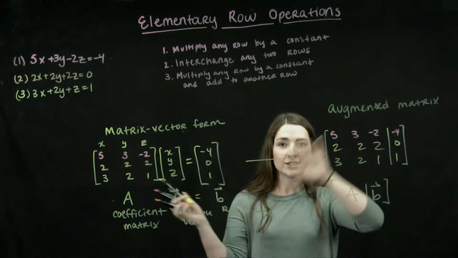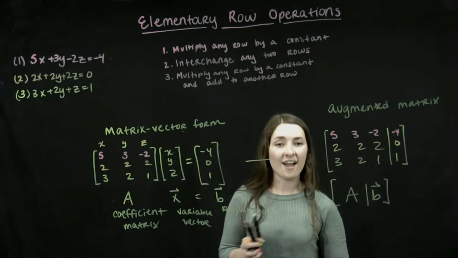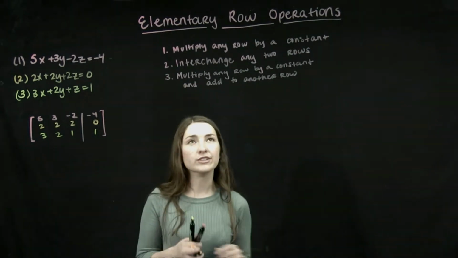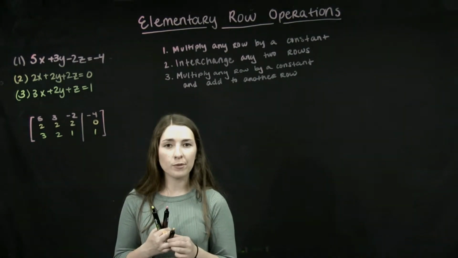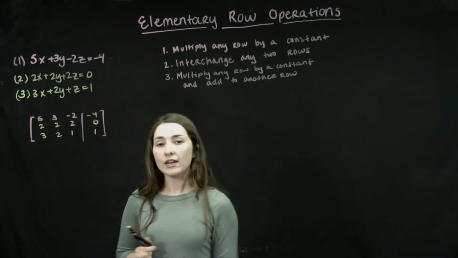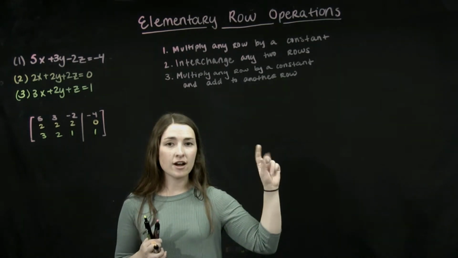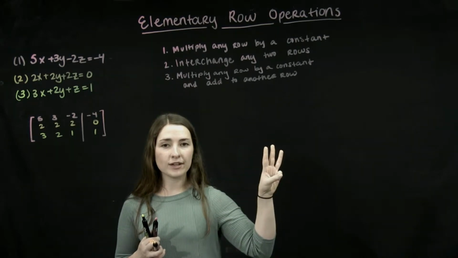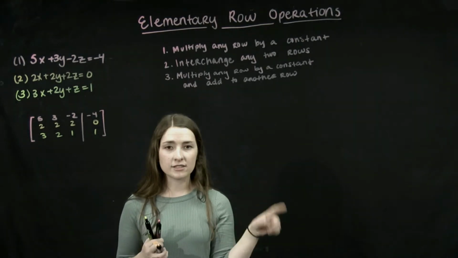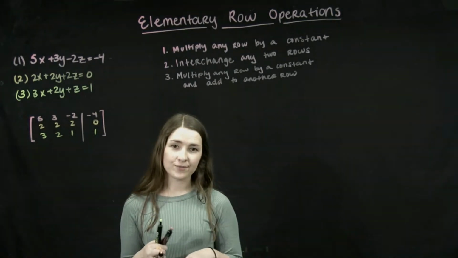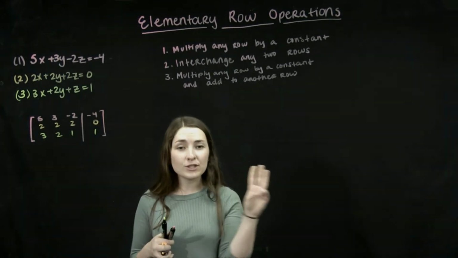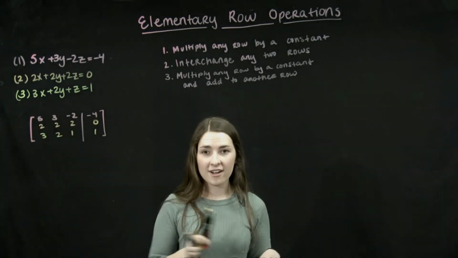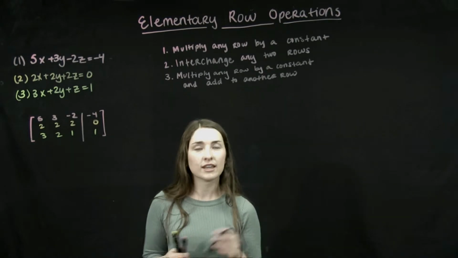So now we're going to transition into finding x, y, and z using our elementary row operations. Now we are ready to introduce our three friends of elementary row operations, which are: multiply any row by a constant as our first friend; our second friend is interchange any two rows; and our third operation is multiply any row by a constant and add it to another row. These are the three tools that we can use to solve the mystery as to what x, y, and z are. So let's get to know each one of these tools a little bit more.